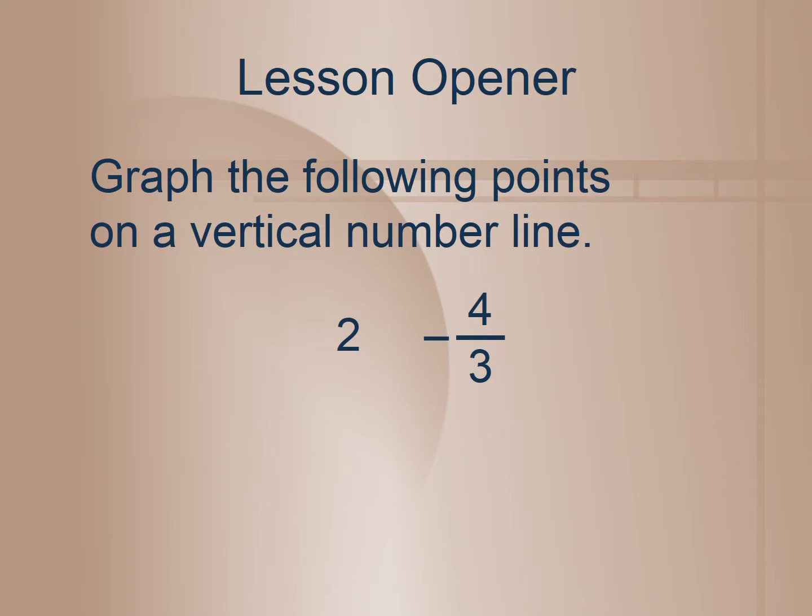Well, what if we had to graph points on a vertical number line? A vertical number line is going to look like the horizontal one. It's just rotated up and down, where your positive numbers are going up and your negative numbers are going down, right? It almost looks like a thermometer. So if you were to put the 2, it would be right there. -4/3 is going to be between -1 and -2, so right about there.